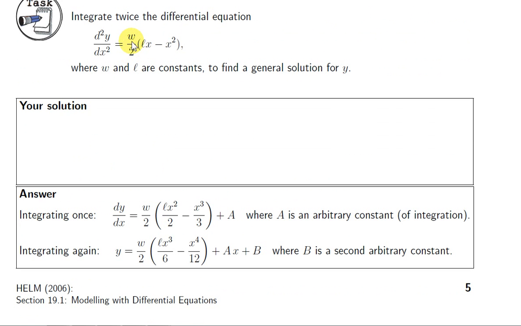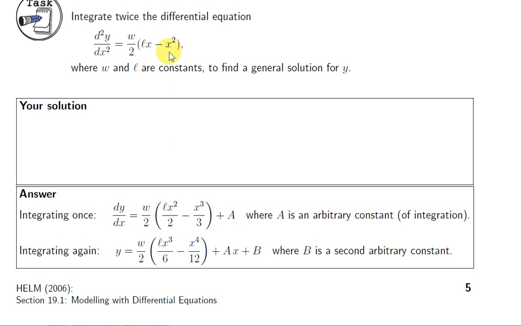So when we're integrating a constant times something, we just leave the constant to one side. So we have w over 2 times the integral of L times x. Well, L is just a constant, so we leave it to one side. We have x to the power of 1, we add 1 to the power to get x to the power of 2, and divide by that new power, which is 2. When we integrate x squared, we get x cubed over 3. And we have our constant of integration.